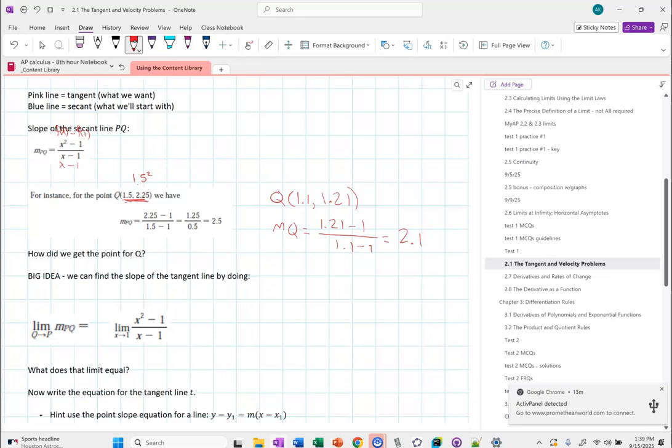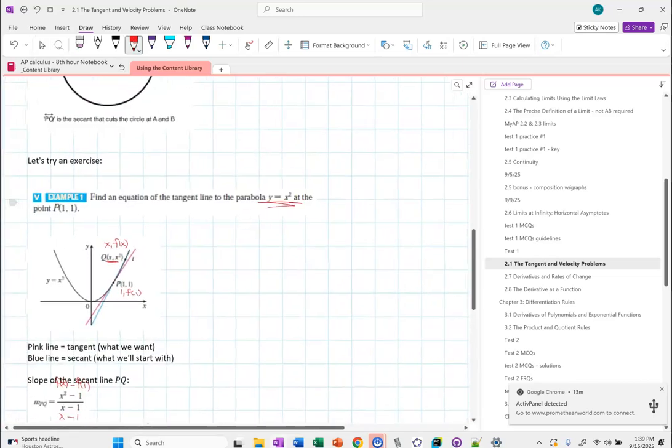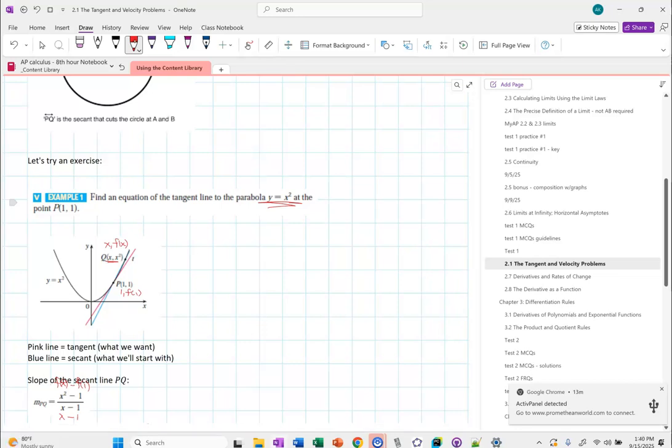They won't say the limit. It's 1.1 and 1.1, just like random numbers you picked. 1.21 is 1.1 squared. So I'm just plugging it in because my function is y equals x squared. Okay. So I'm just getting closer and closer to the point (1,1). So I had 1.5, then I have 1.1, and I can pick like 1.01.